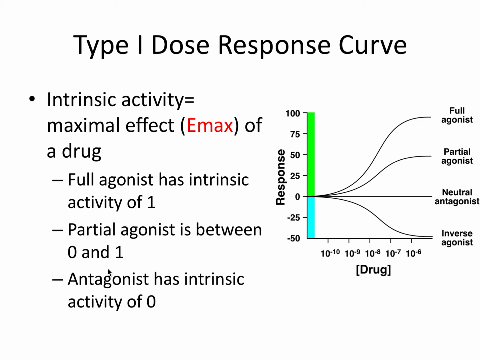An antagonist has an intrinsic activity of 0. If it's doing its job as a drug, it's completely blocking binding of the endogenous agonist at that active binding site. And so the response would be at 0. And then the inverse agonist is somewhere in the negative. It's below 0 because it's blocking that basal activity. So now we're below what's even considered normal for that protein or that receptor.